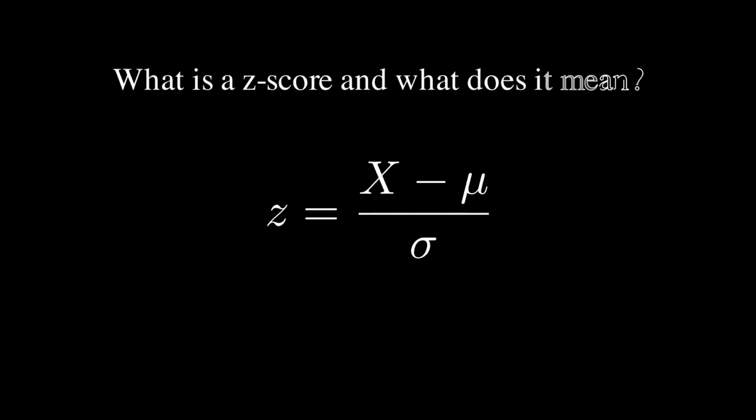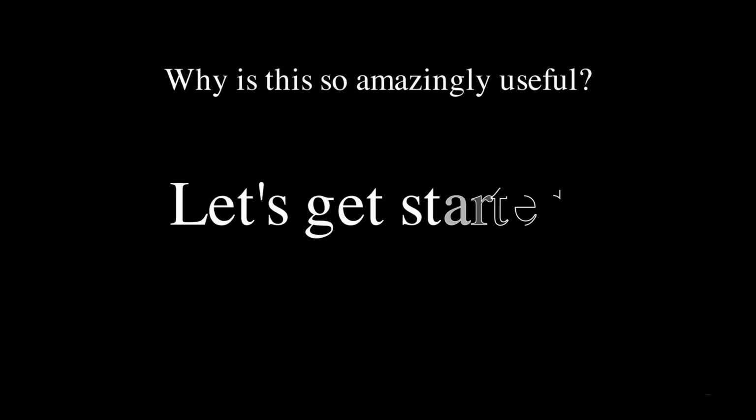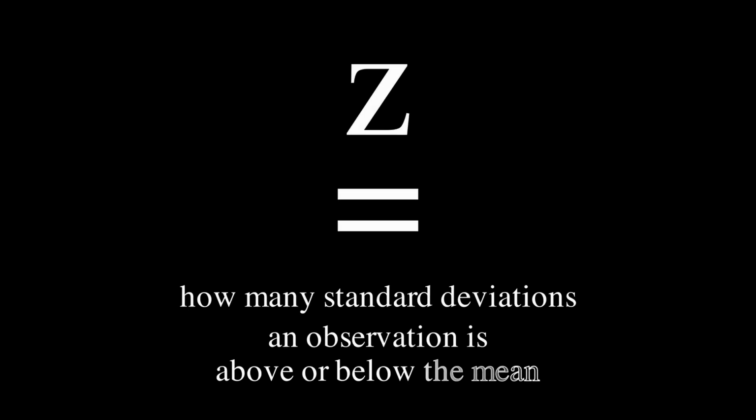What is a z-score, and what does it mean? How do we use the z-table, and why is this so amazingly useful? Let's get started. A z-score is equal to how many standard deviations an observation is above or below the mean.